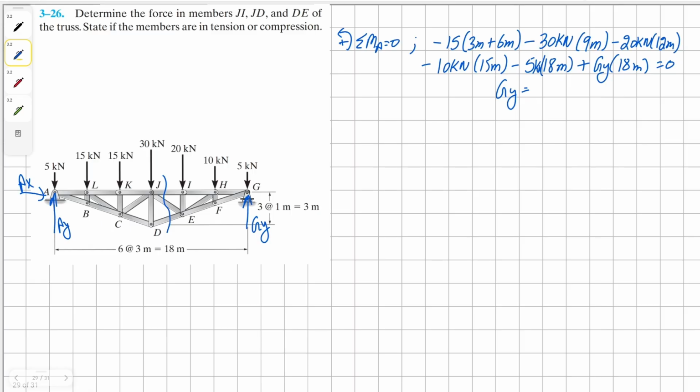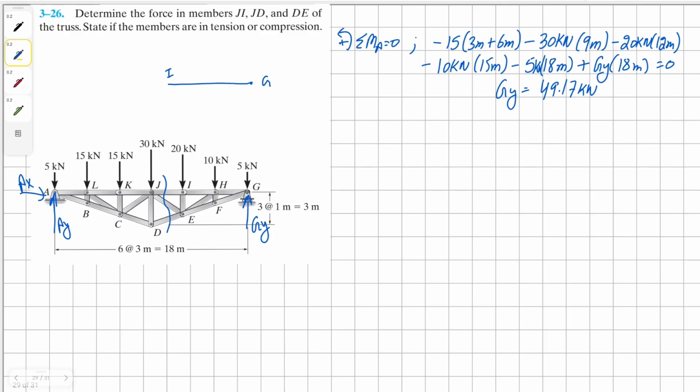The solution for GY comes up to be 49.17 kilonewton, vector pointing upwards. Now we can draw the free body diagram of the right hand side we're going to solve for. So we'll have G and a member going all the way till I from G.